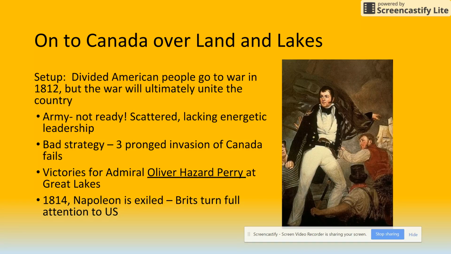So in terms of where we stand when the war starts, I mean, we're really not ready. Our army is kind of scattered. We're still dependent at this point on some old revolutionary generation generals, and the ideas that they have about how to fight the war are kind of dated, I guess you could say. Initially, we launch basically an invasion of Canada that is centered on 3 different areas. This is going to turn out to be a big mistake.